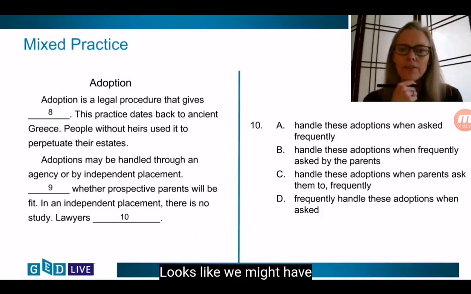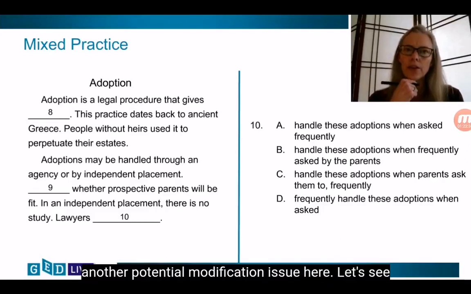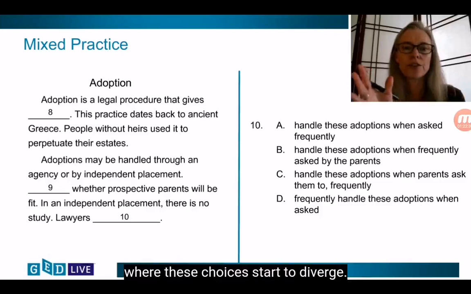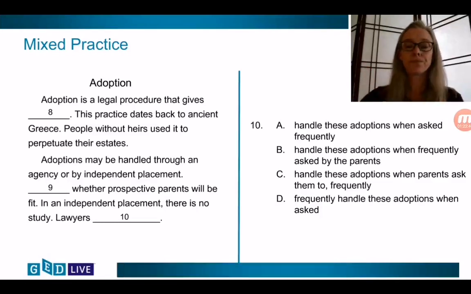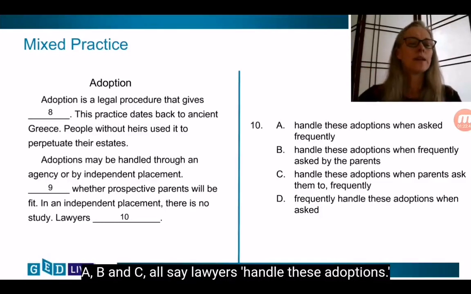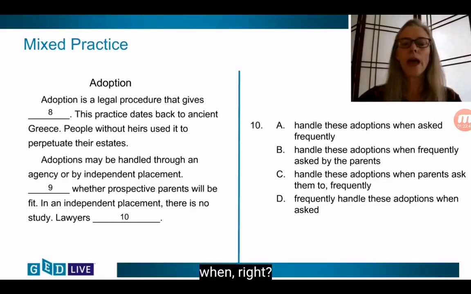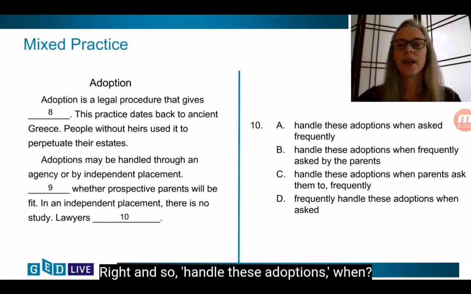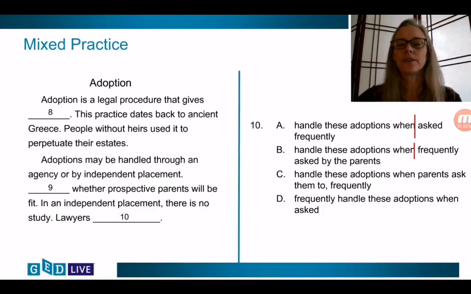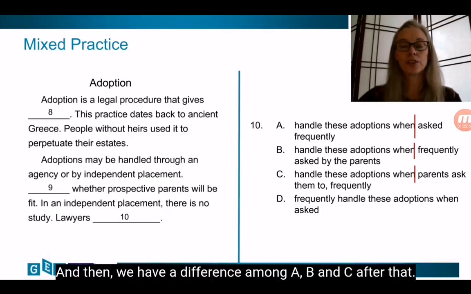Looks like we might have another potential modification issue here. Let's see where these choices start to diverge. A, B, and C all say lawyers handle these adoptions. When? Right? And so handle these adoptions when? And then we have a difference among A, B, and C after that.